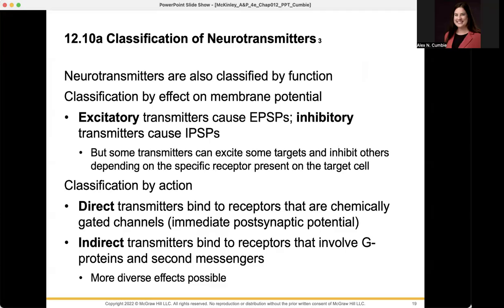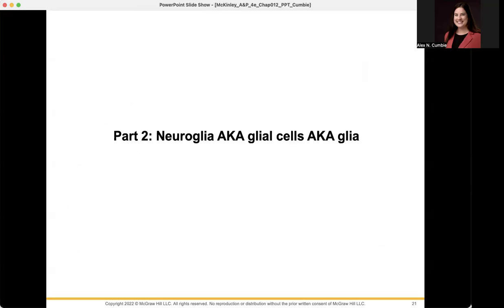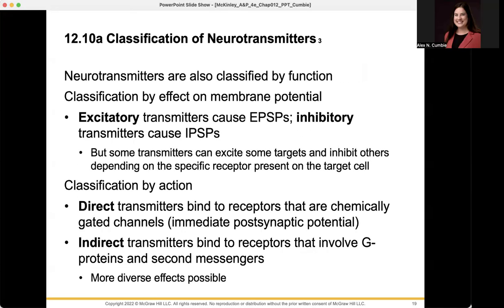All right, here we are. So for the classification by function for the neurotransmitters, we are going to look at them as excitatory or inhibitory. Excitatory, again, we could call this EPSPs, and we'll get into that abbreviation in a minute. This is for an overall excitatory effect, causing our neuron to have more positive signals.